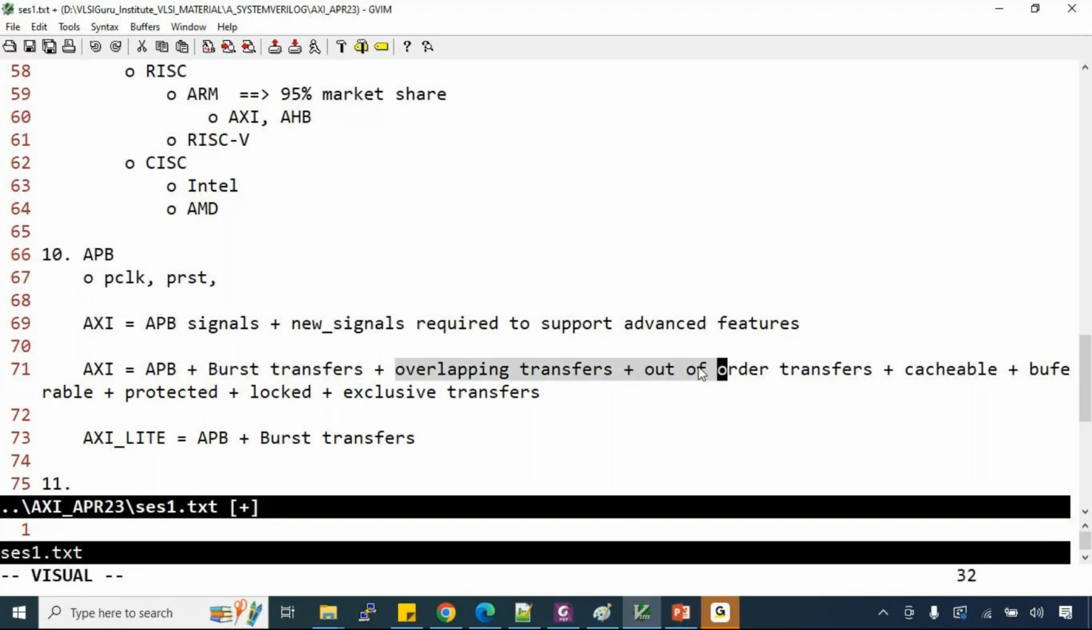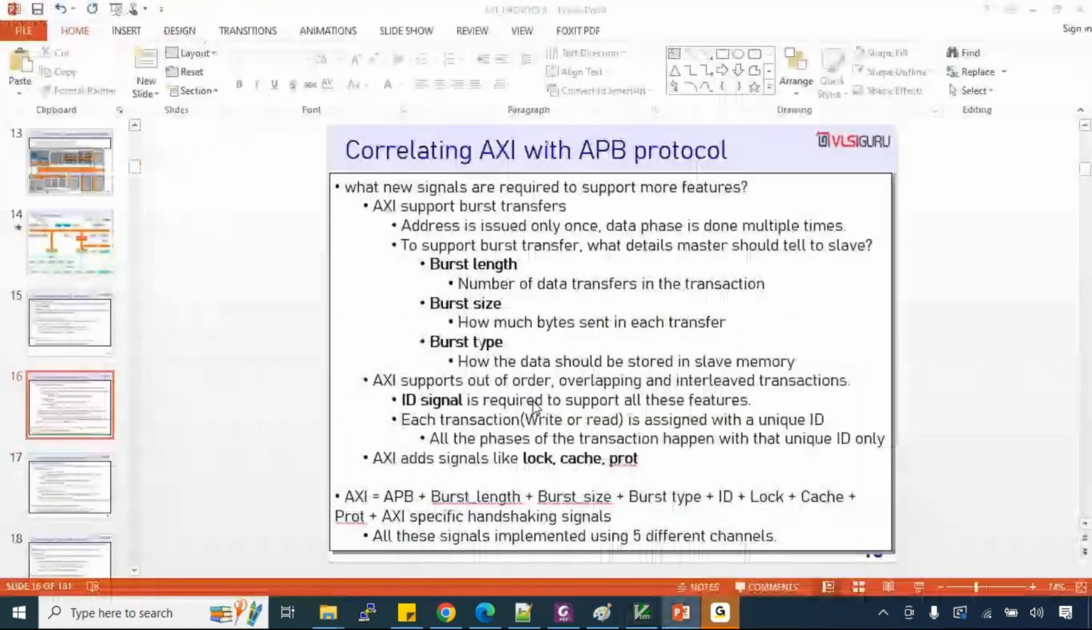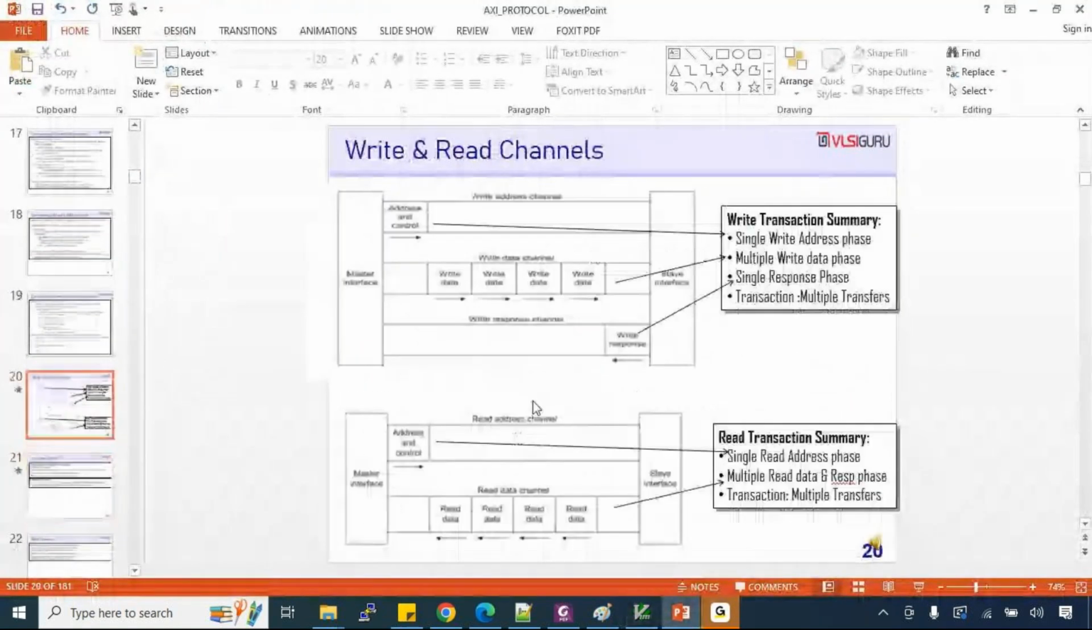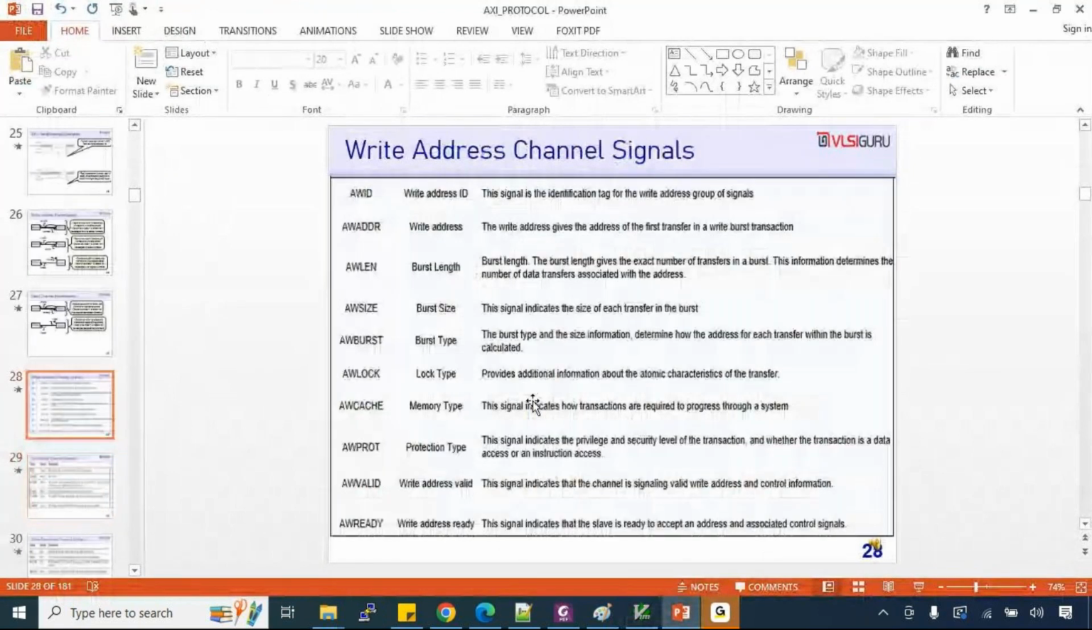To support overlapping and out of order transactions, we use ID. I told you, right? The ID signal. To support cache, we use a signal called the cache signal, named AWCACHE or ARCACHE. To support protected transfers, we use a signal called PROT. To support locked and exclusive transfers, we use a signal called lock. The name itself correlates with what you are doing. So those are the signals you see. If I show you the summary of the signals, you'll understand on the left hand side.